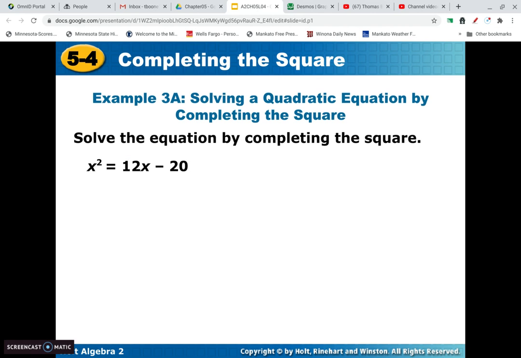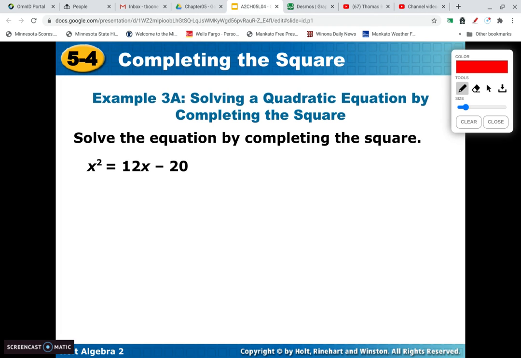Some notes on how to do it. Here's what we're going to do. We're going to get all the variables to one side. So first of all, we're going to set it up. We're going to go x squared. Let's move that over, make that a -12x plus blank. We're going to leave that -20 on the other side. And since I'm adding a blank on this side, I better add that same blank on the other side.